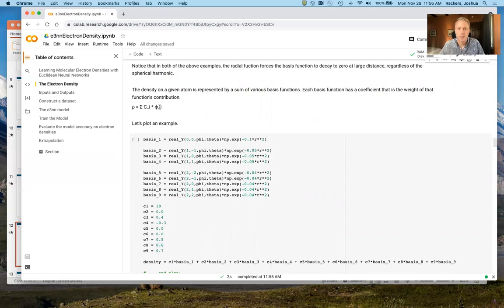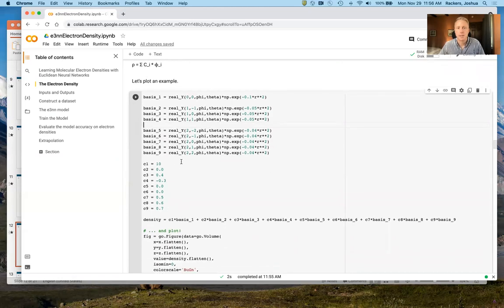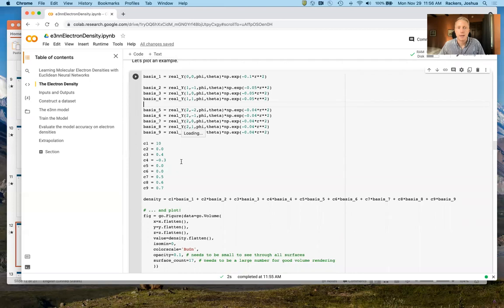So that's what's represented here in this equation. And each of the elements of that sum is going to have a coefficient. So let's look at how that is here. I've arbitrarily defined, you could pick whatever you want, 9 basis functions, and L equals 0, L equals 1, L equals 2, and a set of coefficients that go with each of those basis functions. And I'm going to define the density to just be the sum of all of those bases times their coefficients.